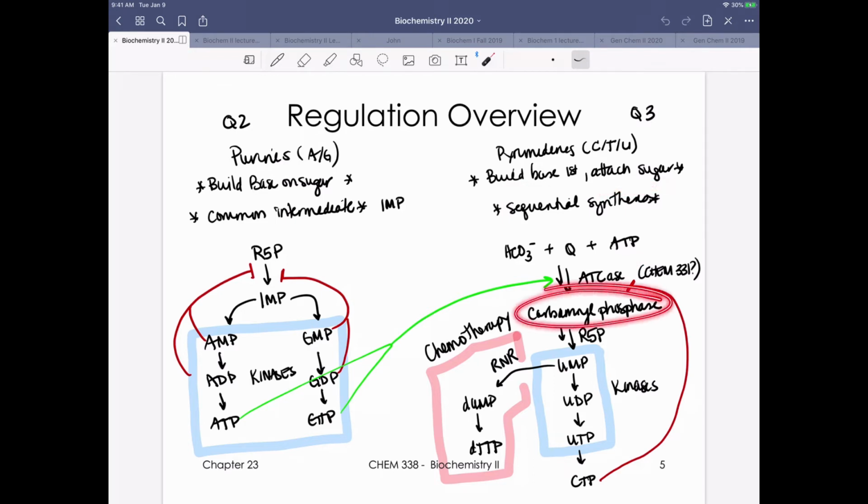So we're going to get to this common intermediate here that's called carbamoyl phosphate. And so this should say phosphate.